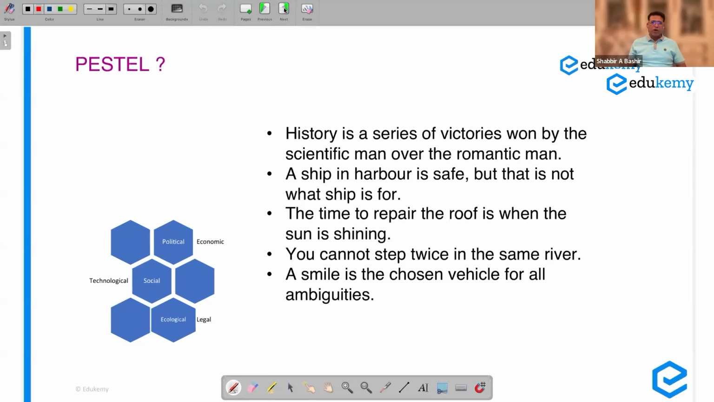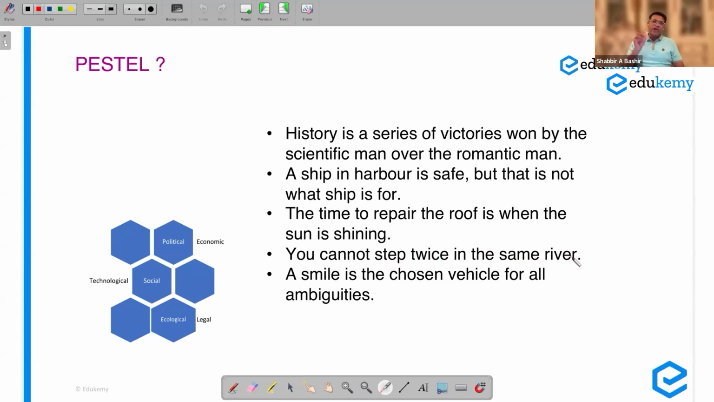Look at these topics. These are topics of the last 2 odd years. History is a series of victories won by scientific man over romantic man. Now, to write this essay using the PESTEL principle will be tough. A ship in the harbor is safe, but that is not what a ship is for. I'm not saying you can't have a PESTEL aspect, but developing the essay on PESTEL principles will somewhere force it to become not as engaging. It'll be kind of forcing ideas rather than organically developing ideas. Or, you cannot step twice in the same river. Again, to write on the PESTEL principle becomes tricky.